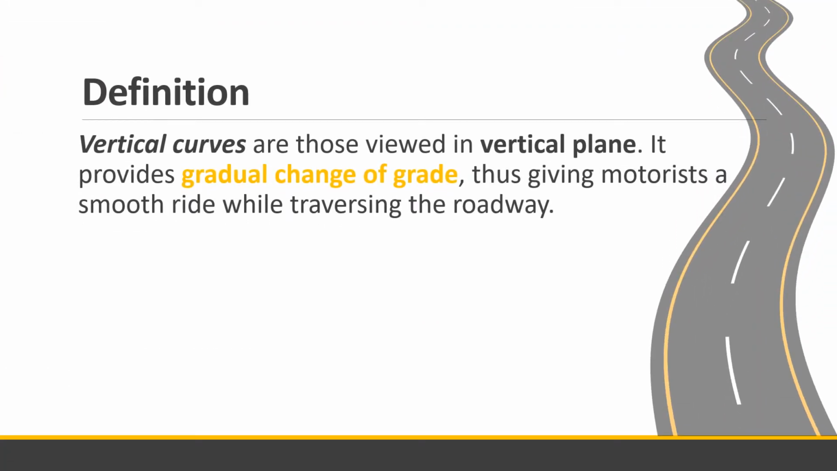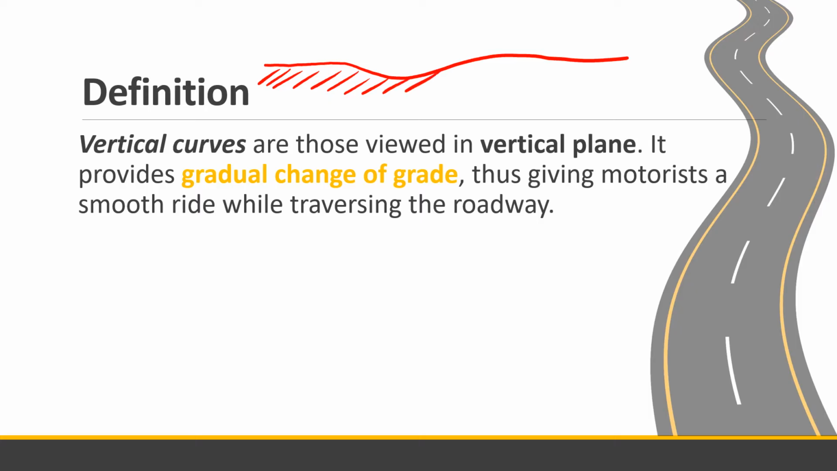So by definition, vertical curves are those viewed in the vertical plane. They provide a gradual change of grade, thus giving motorists a smooth ride while traversing the roadway. Vertical curves, as the name suggests, are on a vertical plane. So if this is the cross-section of the road, these are the curves of the road. So this is a cross-section.